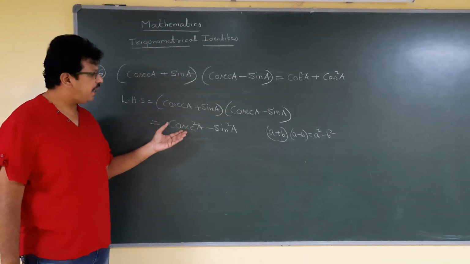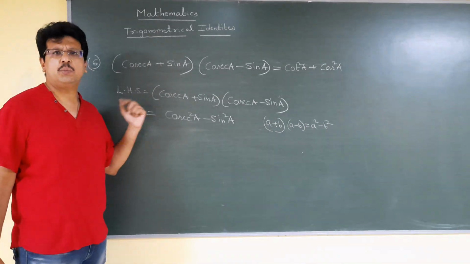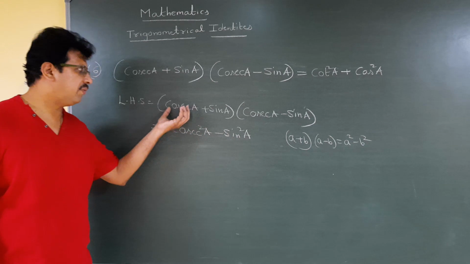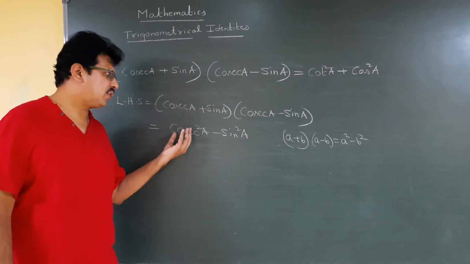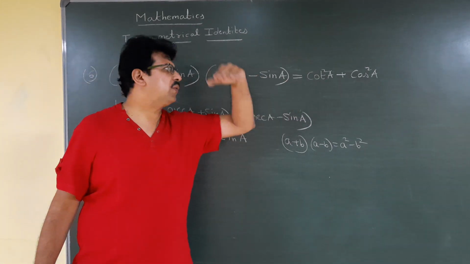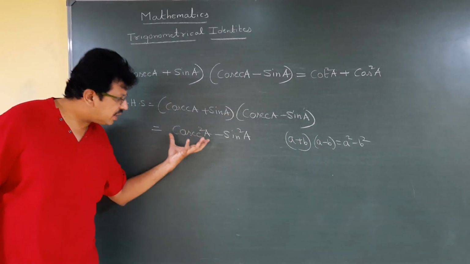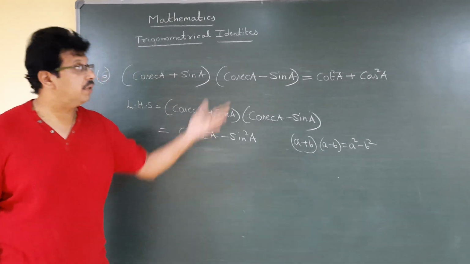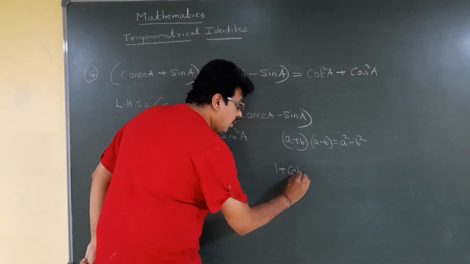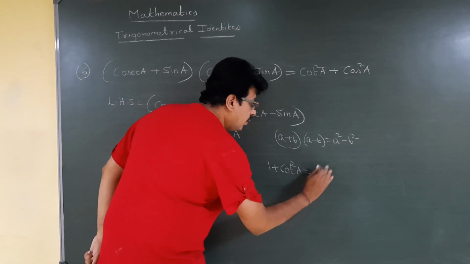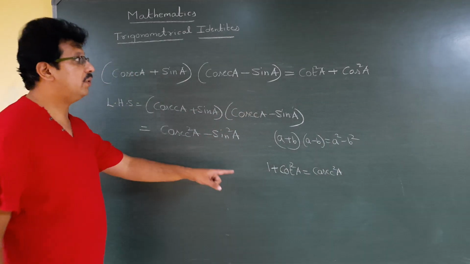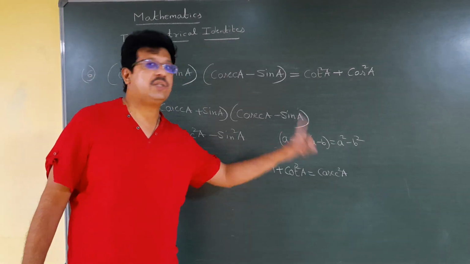After this, we should observe very carefully what we need to prove on the right hand side. So cosec square A minus sin square A we are getting. When you see the RHS, it is cot square A plus cos square A. Here we need to think about what we can write for cosec square A in terms of cot square A. So children, you must know very well that 1 plus cot square A is equal to cosec square A. This is what you have to be very clear about: 1 plus cot square A equal to cosec square A.